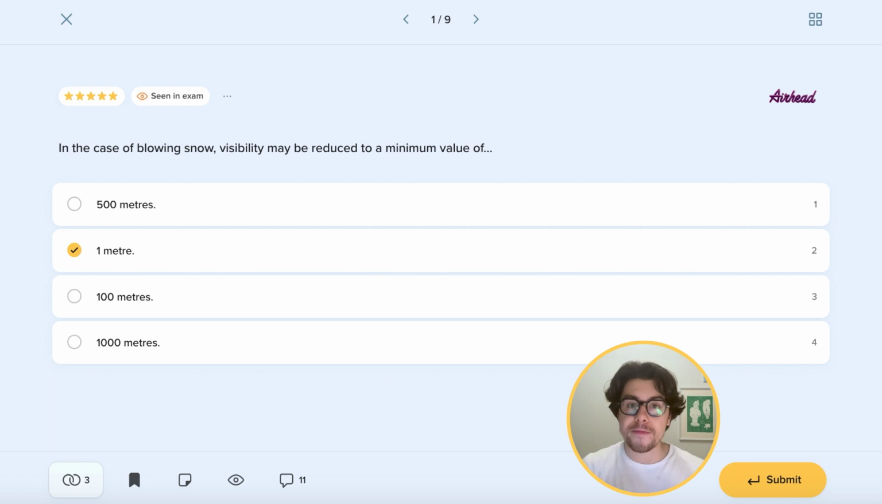So what is the difference between fog and mist? The big difference is that fog is visibility reduced below 1000 meters, and mist is between 1000 and 5000 meters. But both of these are linked to water droplets being suspended in the air, or essentially low clouds. But that's it for reducing visibility and blowing snow.